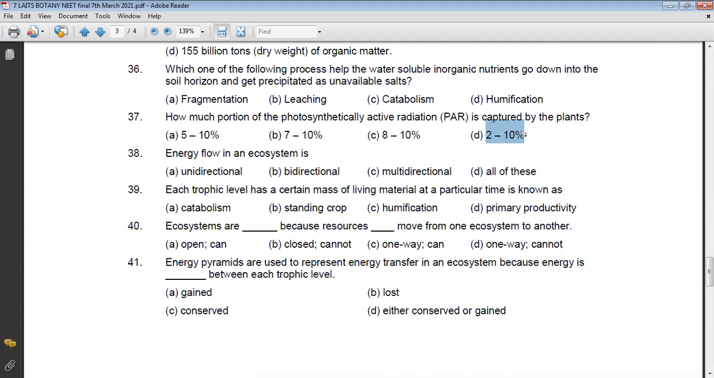Energy flow in an ecosystem is, see, energy always flows in one direction. Okay, but matter moves in two different directions. So energy here is always unidirectional. So answer will be A.